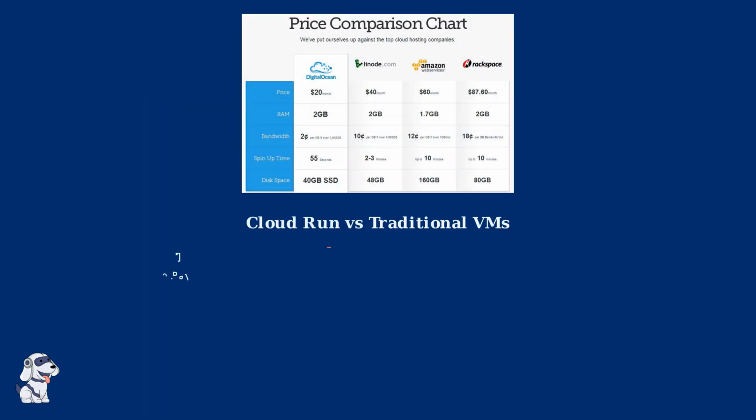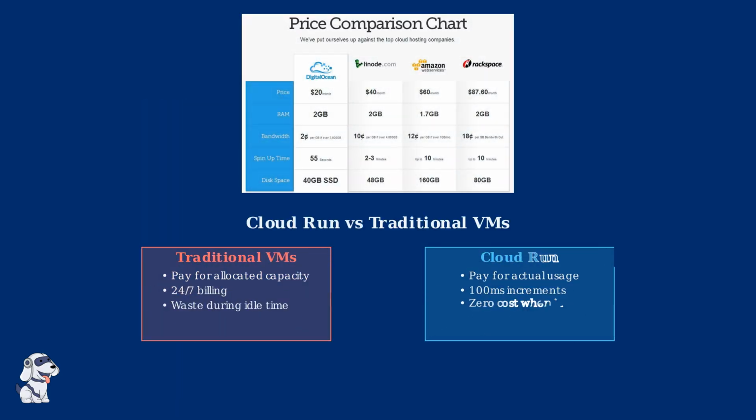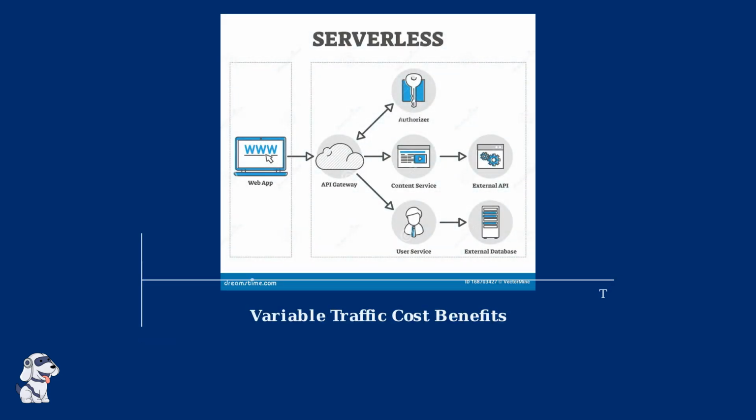This contrasts sharply with traditional virtual machine pricing, where you pay for allocated capacity regardless of whether you're actually using those resources. Let's compare these two models. This pay-per-use model is particularly advantageous for applications with variable traffic patterns. During peak times, you scale up and pay more, but during quiet periods, your costs drop to nearly zero.